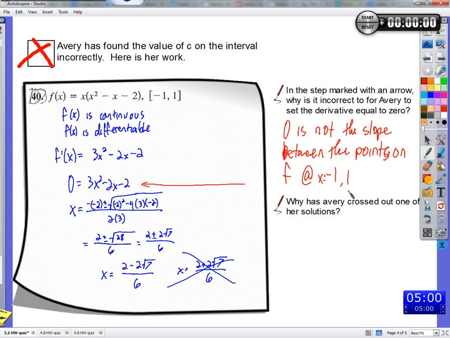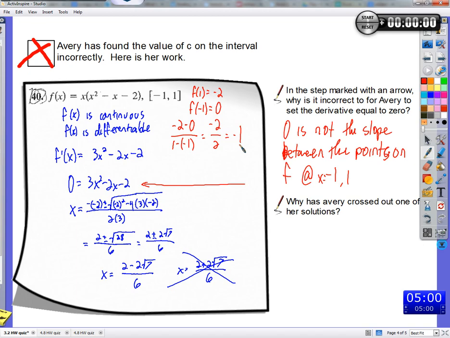Can I trust someone to figure out what you get for y when you plug in 1? Negative 2. Okay, so f of 1 equals negative 2. What's f of negative 1? 0. So we get, let's call this the second one because it's further to the right. That's just typically how we do it. It doesn't really matter. Negative 2 minus 0 over 1 minus negative 1. So negative 2 over 2, negative 1. So the slope is negative 1.